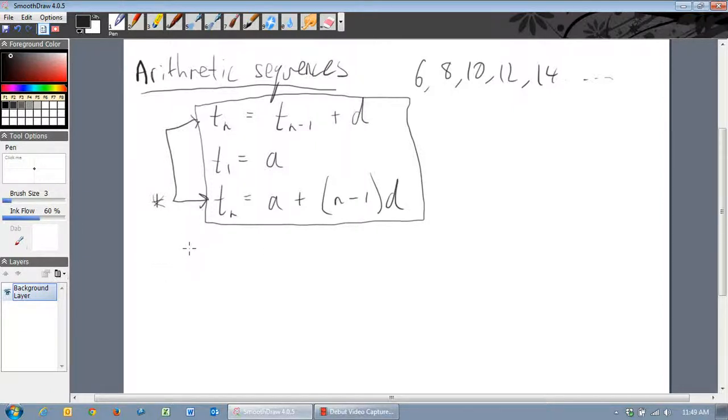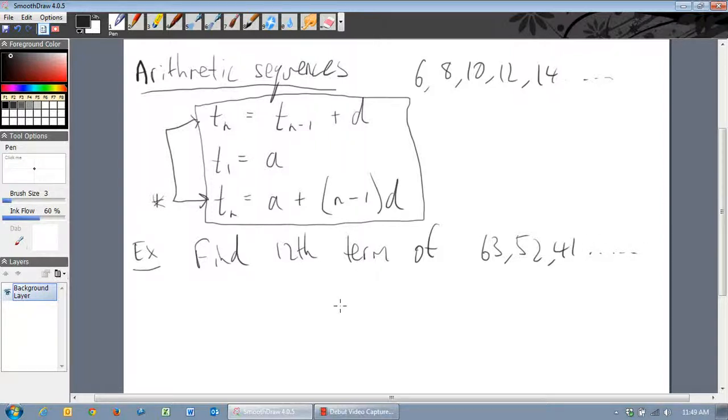Let's have a look at an example. Let's see if I can squeeze it in down here so that we've got our formulas up here. Okay, so find the 12th term of 63, 52, 41, etc. Okay, great, let's have a look at it.